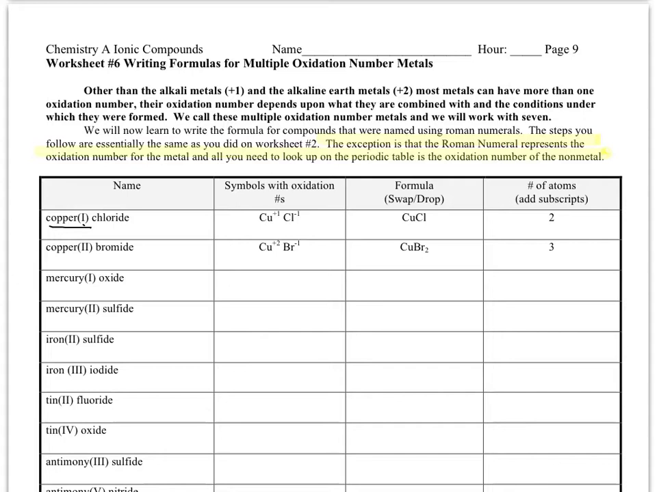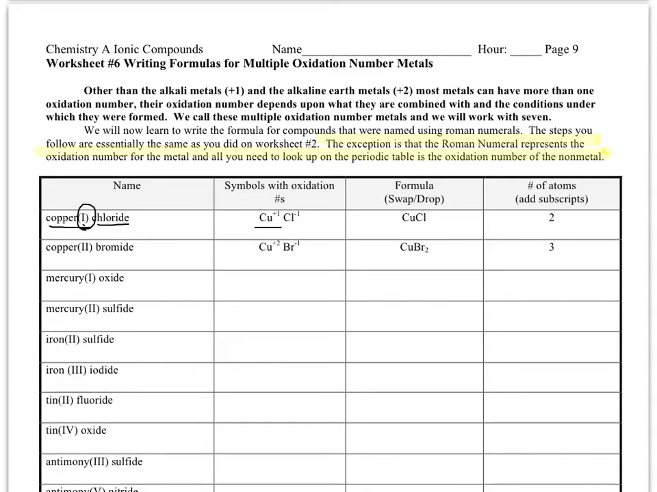All right, so in our first example, we have copper Roman numeral 1 chloride. We'll think about what that Roman numeral means. It means that this is copper with a +1 charge. That's important to know because copper can also, in other circumstances, have a +2 charge. So that's why that Roman numeral is there, and why we know that this is copper with a +1 charge. The chloride stands for chlorine, and that oxidation number we have to look up on the periodic table.